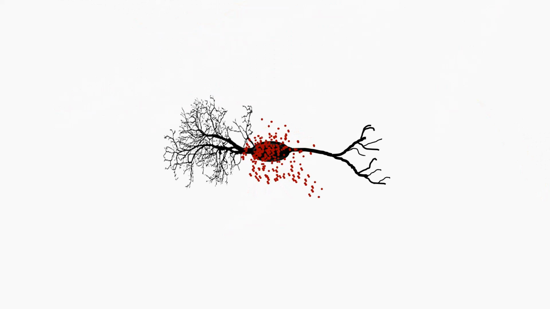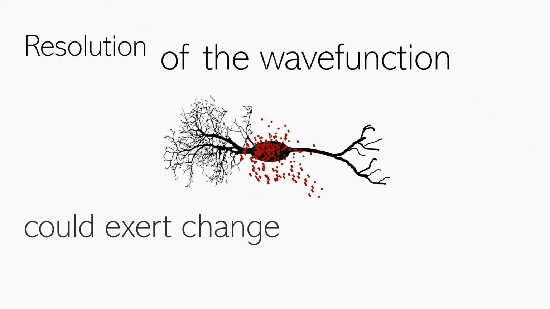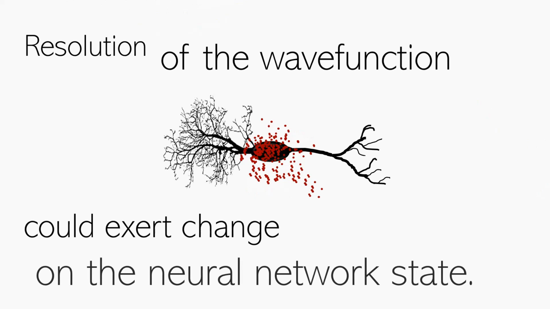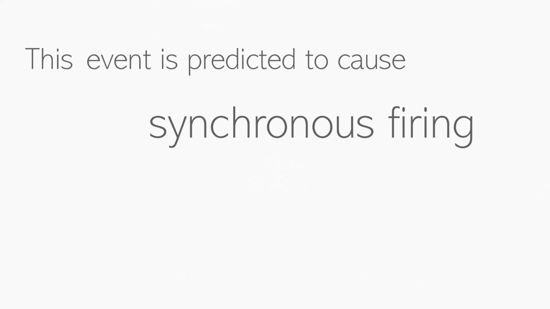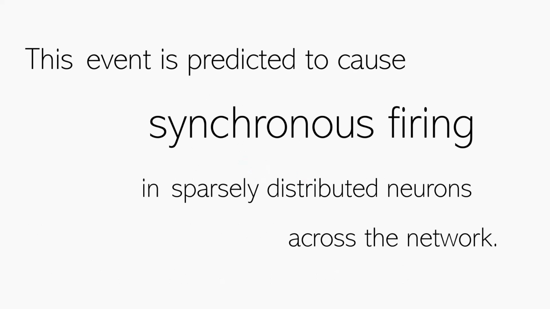And in neurons already in upstate, this ion leak may be sufficient to reach action potential threshold, open voltage-gated ion channels, and allow a flood of ions into the cell. Resolution of the wave function could therefore exert change on the neural network state. And this event is predicted to cause synchronous firing in sparsely distributed neurons across the network.